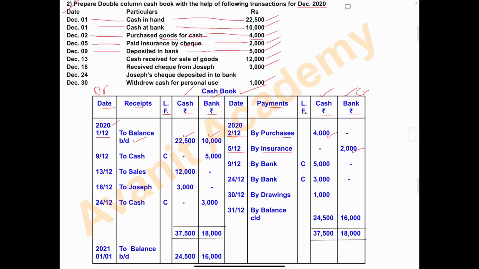So write here first on the debit side, 9th December. So what is the entry? Bank account debited to cash account. Bank account is debited. So on the debit side write to cash account. Bank account debited to cash account. In LF column write C. C means contra entry. So amount where will you write? In bank column. Bank account is debited. So in bank column write rupees 5000.